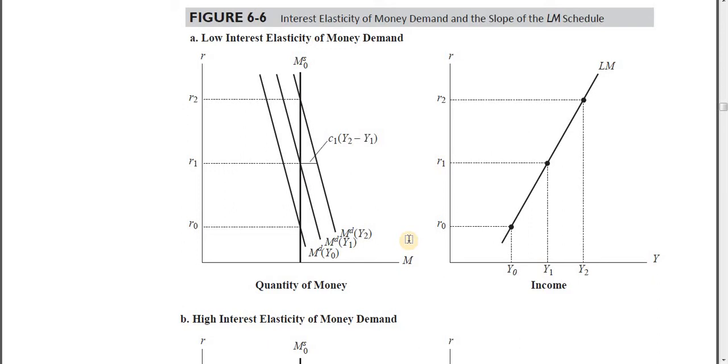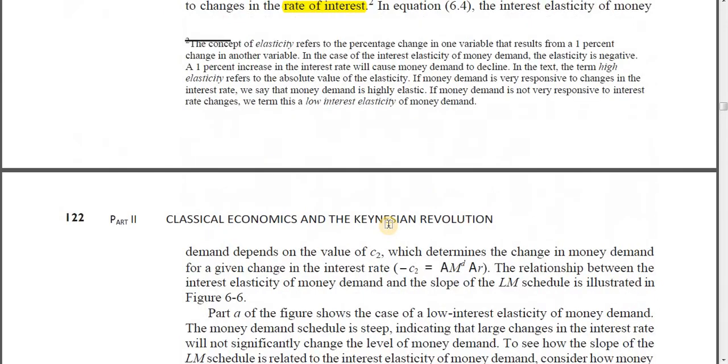As the term itself is explaining, income elasticity of money demand means how responsive the demand for money is to the changes in the income. This is point number one. Higher the income elasticity of money demand, steeper would be the LM curve, and lower the income elasticity of money demand, flatter would be the LM curve.